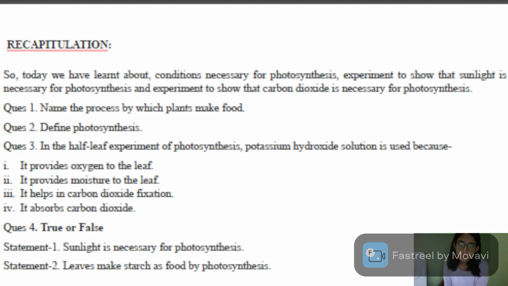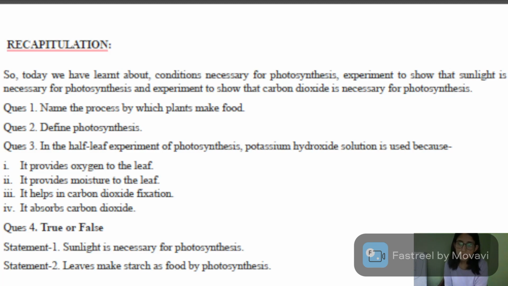Then that part of the leaf gave negative results toward the iodine test, because there was no starch present in it. So if there is no carbon dioxide, starch will not be formed. So we can say this component is also necessary for the process of photosynthesis.